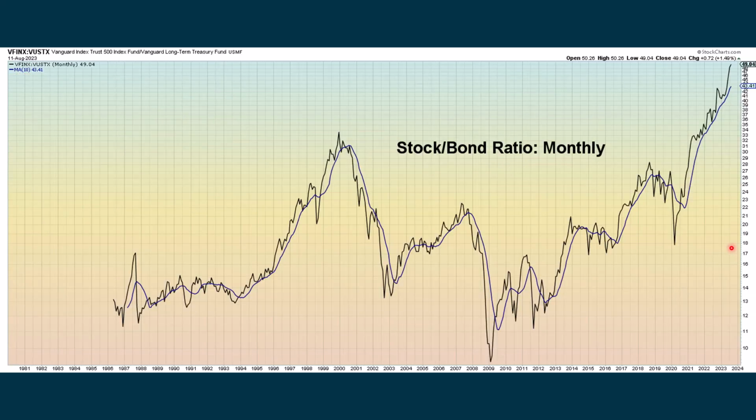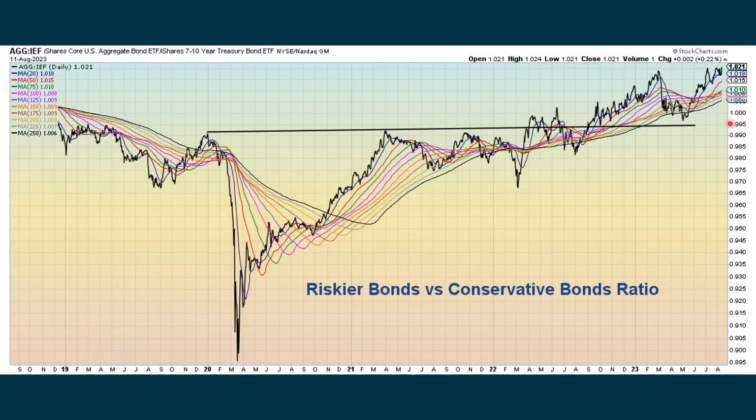When we look at stock to bonds on a monthly chart and take a ratio, it shows that stocks continue to outperform bonds. When we look at riskier bonds and compare them with more conservative bonds, when this ratio is going up, that means folks prefer more risky bonds because they get a higher yield from that, even though they have to assume more risk.